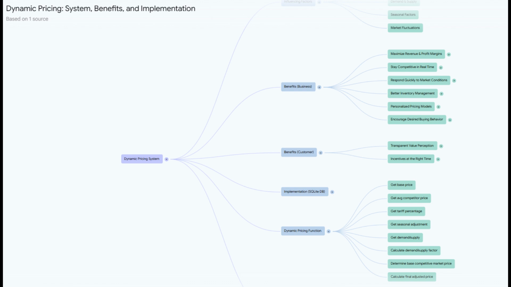And for our listeners, think about this. Even this simplified model is pretty complex. What happens when these dynamic pricing algorithms get even more sophisticated? What are the ethical implications? And how will customers react to prices that are constantly changing based on who knows what factors? Yeah, that's a really interesting question. Something to think about.